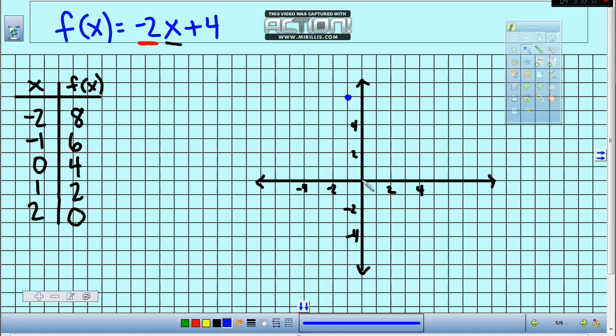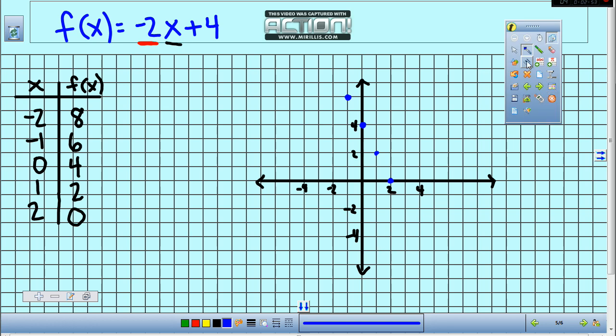Okay, plot 0, 4. Okay, and now we're plotting 1, 2. You can see that the points are making a line. And last one is 2, 0. So 2 on the x, 0 on the y.